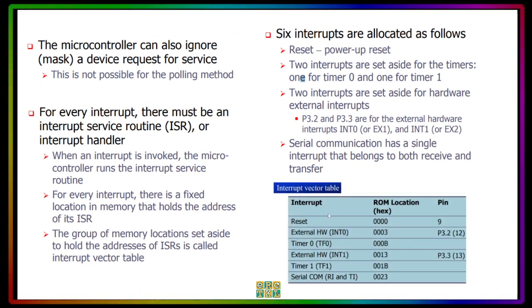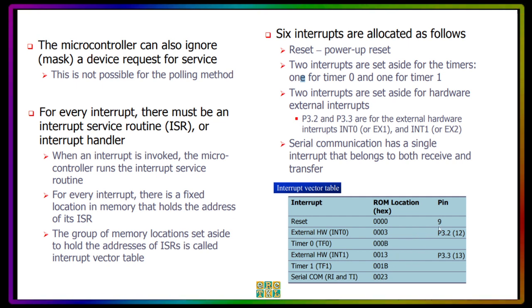So again, these are the 6 interrupts: reset, external hardware interrupt 0, timer 0 interrupt or TF0, external hardware interrupt 1, timer 1, TF1. This is serial COM, RI, and TI. These are the ROM locations of the interrupts. For reset, we have 0000. For external hardware interrupt 0, 0003. And then we have timer 0 interrupt 000B, external hardware interrupt 1 or INT1 0013, timer 1 interrupt 001B, and serial COM 0023.